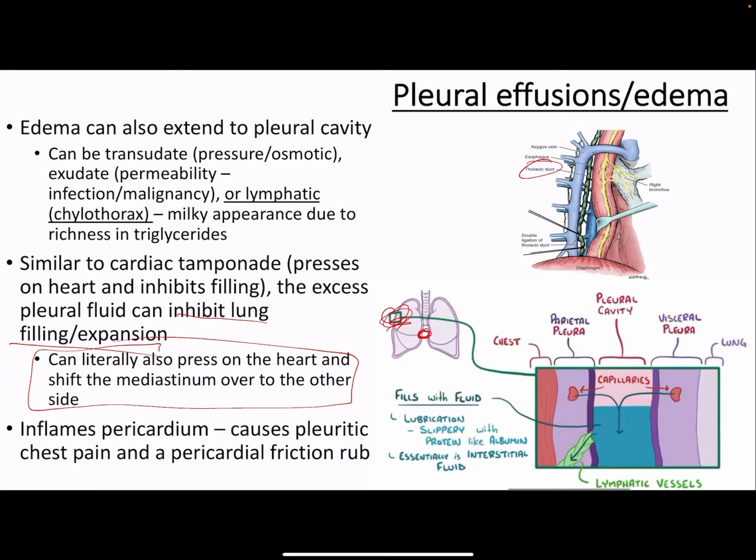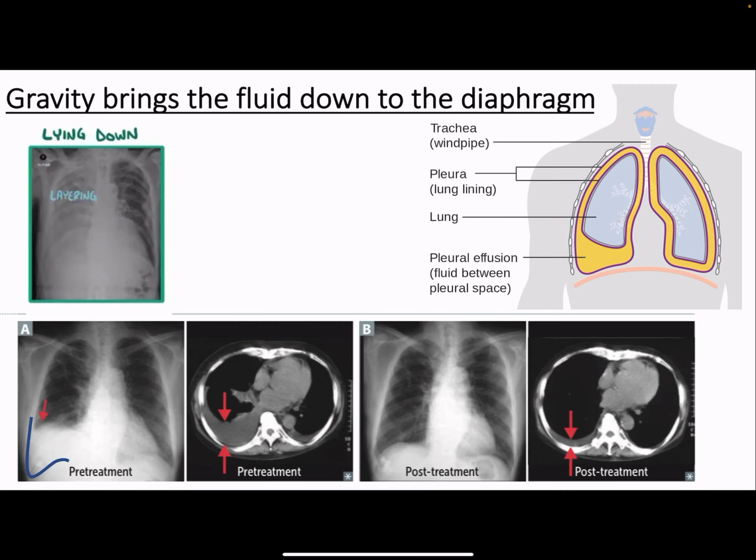Here I have my heart in this mediastinum. If there's too much pressure, it could push into this and prevent the heart from filling and contracting. Pleural effusions are going to inflame the pericardium. This causes pleuritic chest pain, so pain upon inspiration, and it's going to be associated with a pericardial friction rub that can be heard upon auscultation.